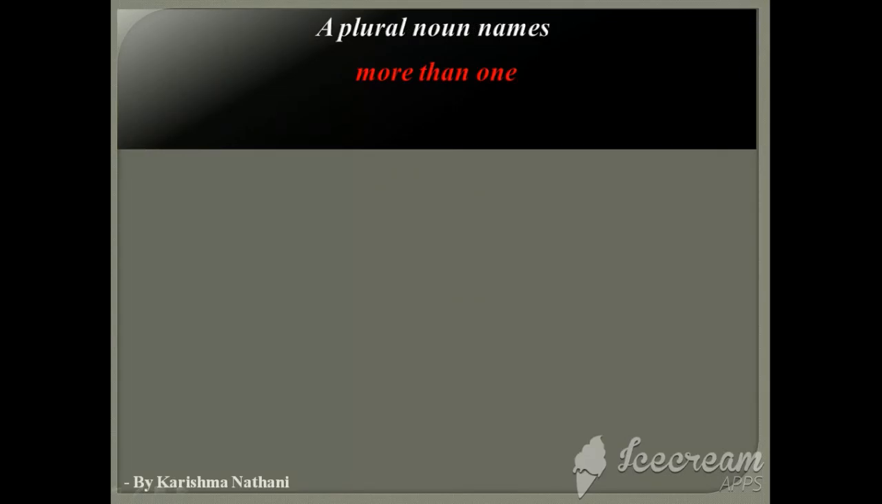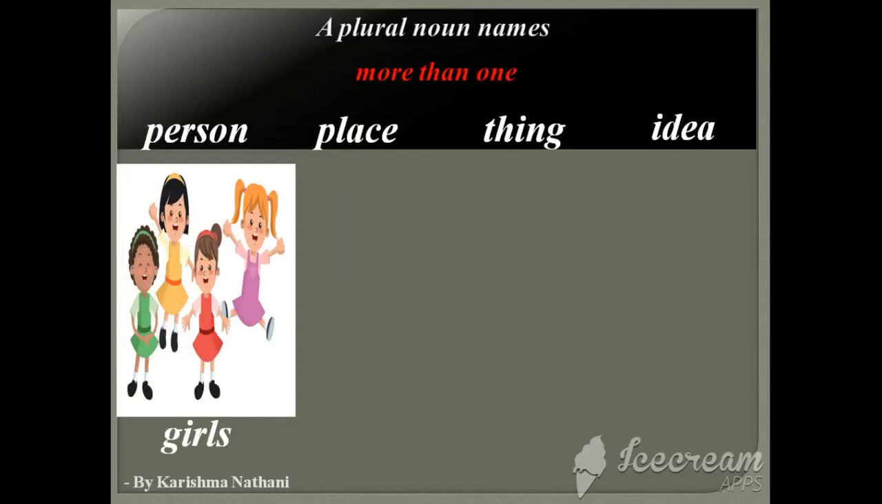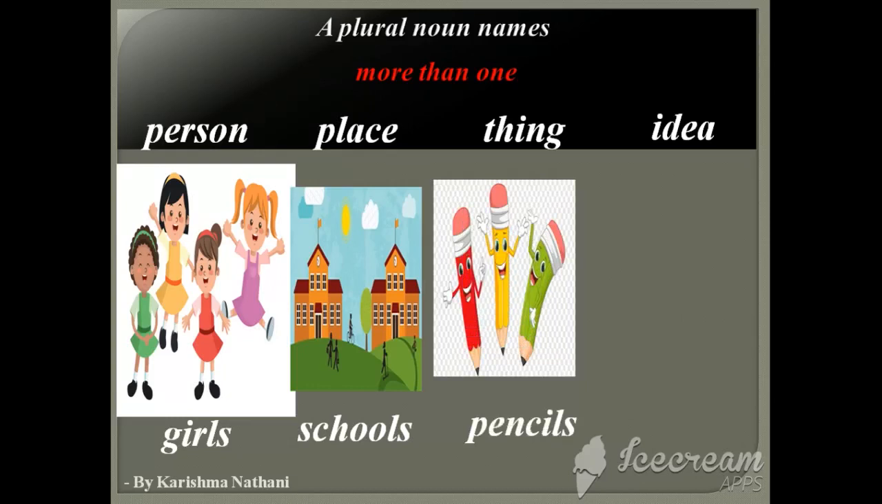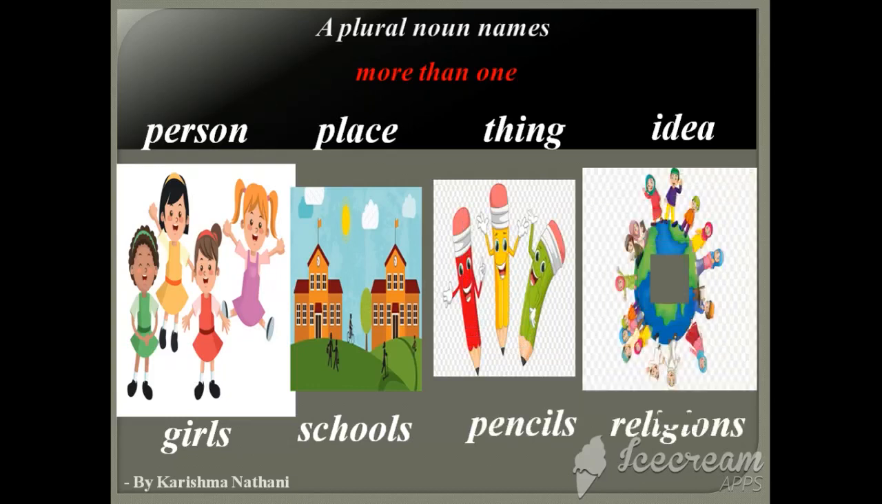A plural noun names more than one. For example, more than one person, more than one place, more than one thing, more than one idea. For example, girls, schools, pencils, religions.